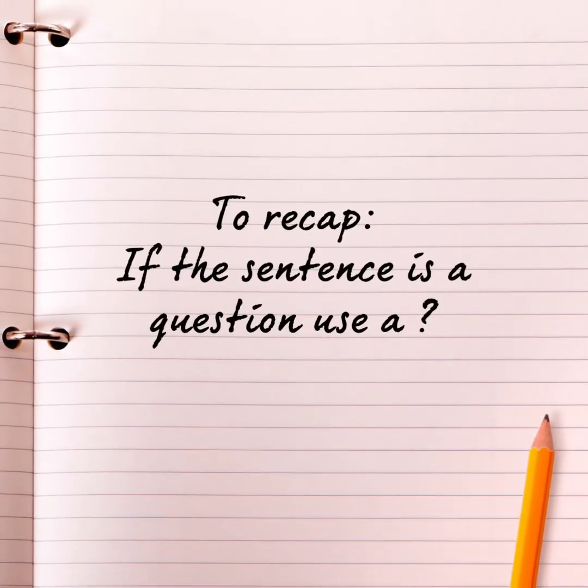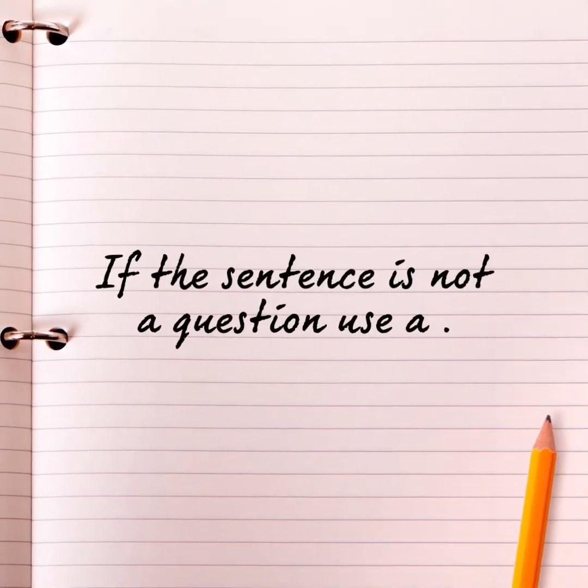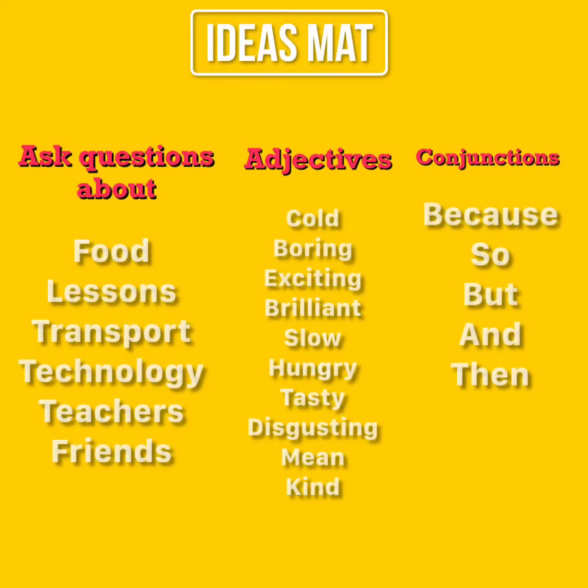So to recap, if the sentence is a question, use a question mark at the end. But you may be using sentences that are not always a question, so have a little look at it, say it out loud. If it's not a question, use a full stop. When you've got all your equipment ready, or you're ready to start writing your letter on Purple Mash, pause this part here so you can have a little look at the ideas map. This will help you with thinking about questions you might want to write and the adjectives and conjunctions.